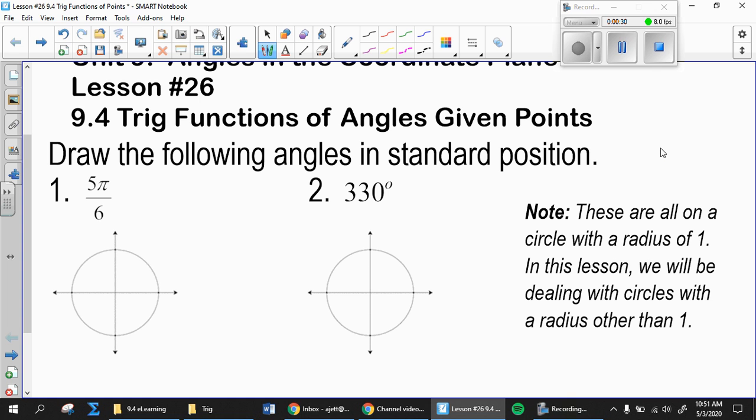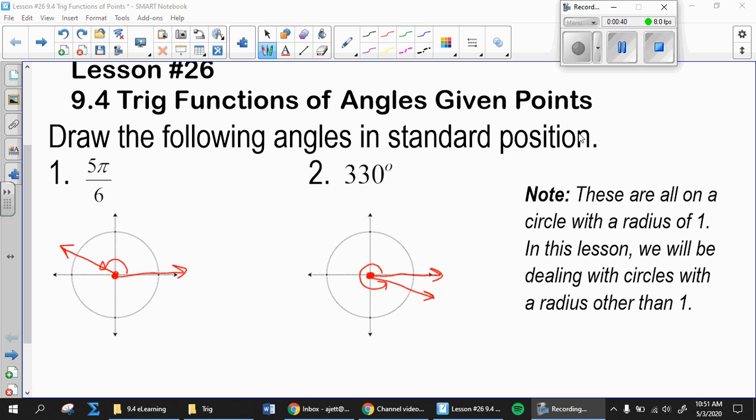And so first thing I want you to do is draw these two angles in standard position. So pause your video, draw these angles. All right, here are the two angles that you should have got.